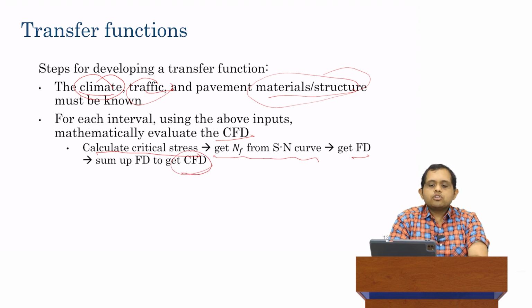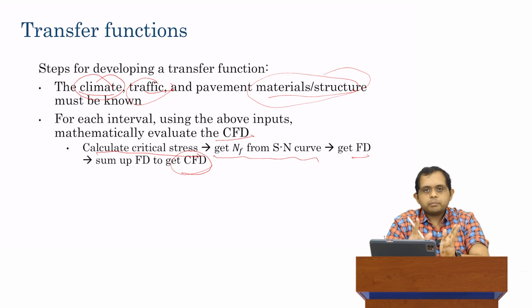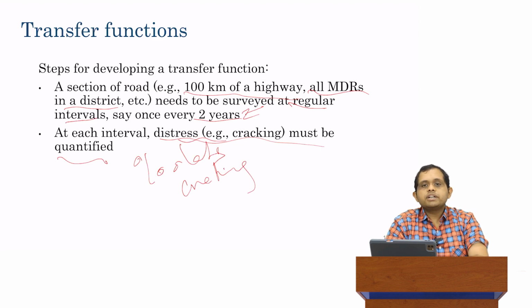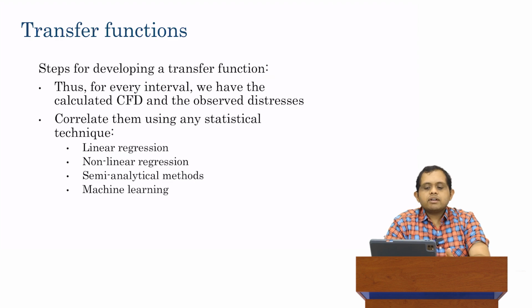Over all the climate conditions, over all the loads, you sum up your fatigue damage and you get your cumulative fatigue damage. So now, over that period of measurement, every 2 years or every 6 months, whatever the policy is, we have calculated mathematically the fatigue damage, and we have done a site survey and calculated the quantity of distress, for example, percentage of cracking. And then we develop a statistical correlation between them.